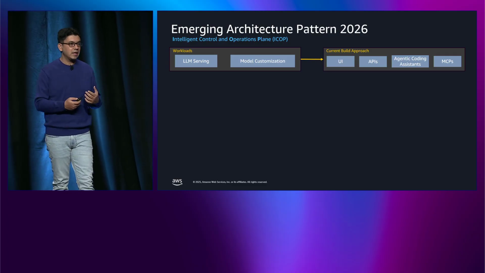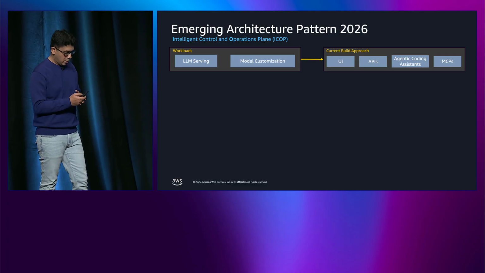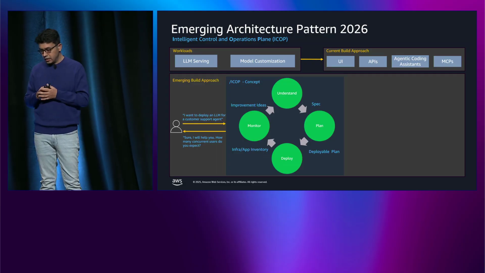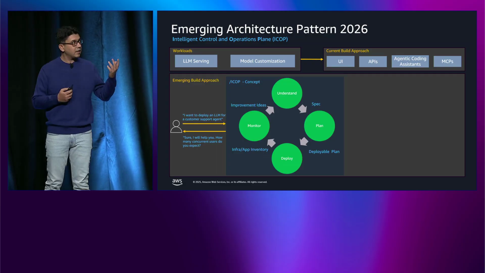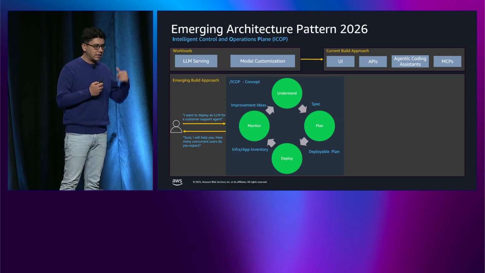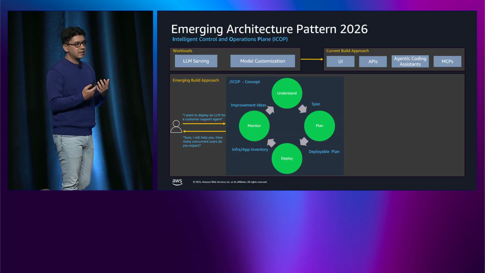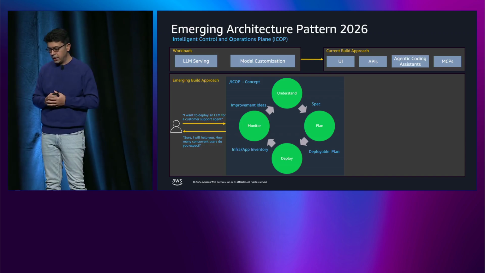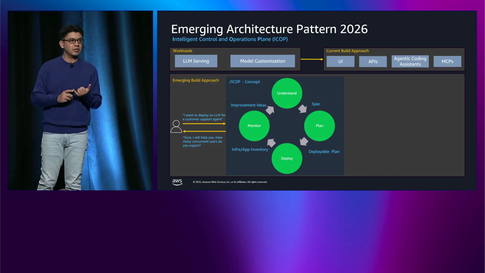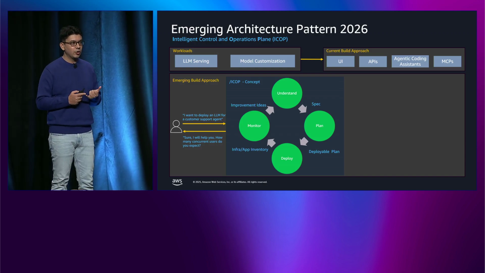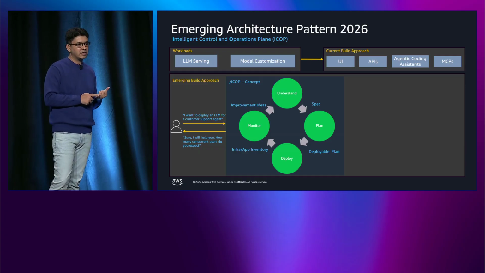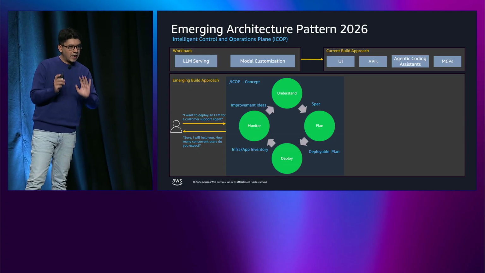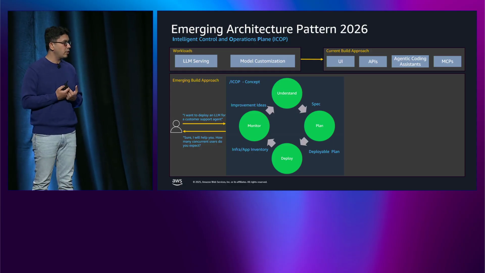That's what we see as where ICOP plays a role. Now what exactly is it? Imagine an experience where, taking the LLM serving platform as an example, the user comes and says, I want to deploy an LLM for a customer support agent. A very simple requirement. The user is not telling which model to deploy or which infrastructure to deploy in. The user is just saying, I want to deploy an LLM which will support my customer support agent.